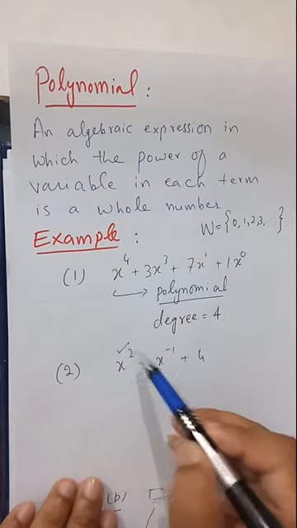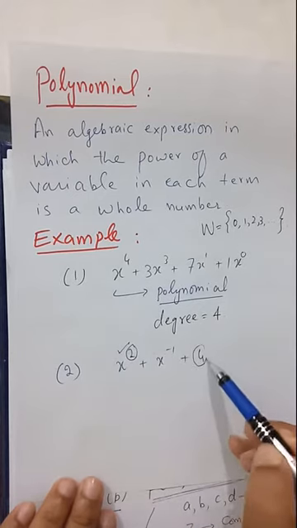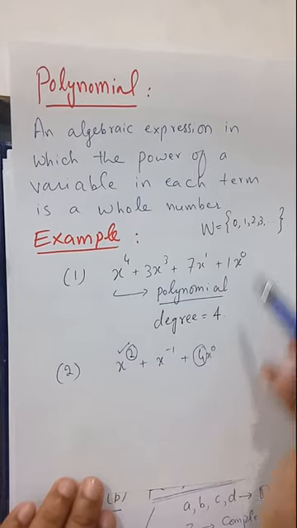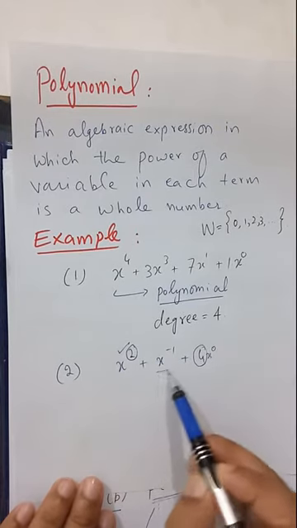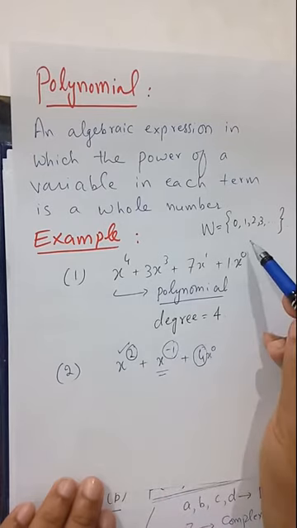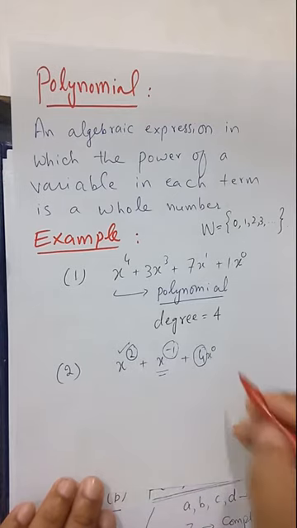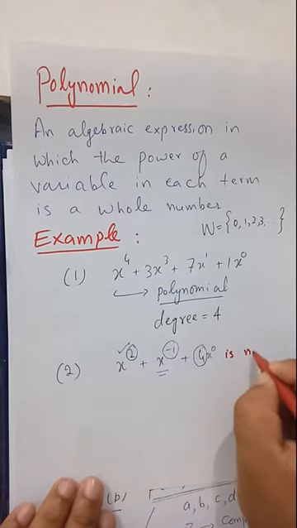In the first term, the power of the variable is 2. 2 is a whole number. 2 belongs to the set of whole numbers. In this term, the power of the variable is 0. This is a whole number. But if you see here, the power of the variable is minus 1. Minus 1 is not a whole number. So this algebraic expression is not a polynomial.